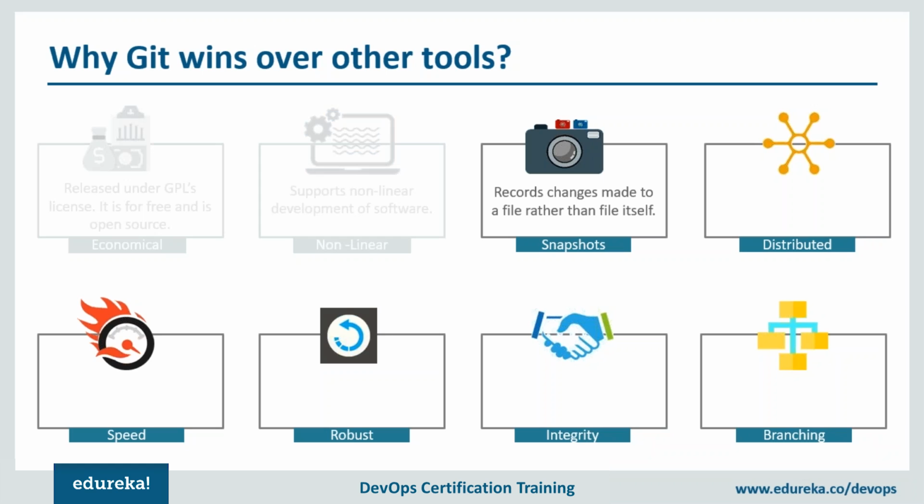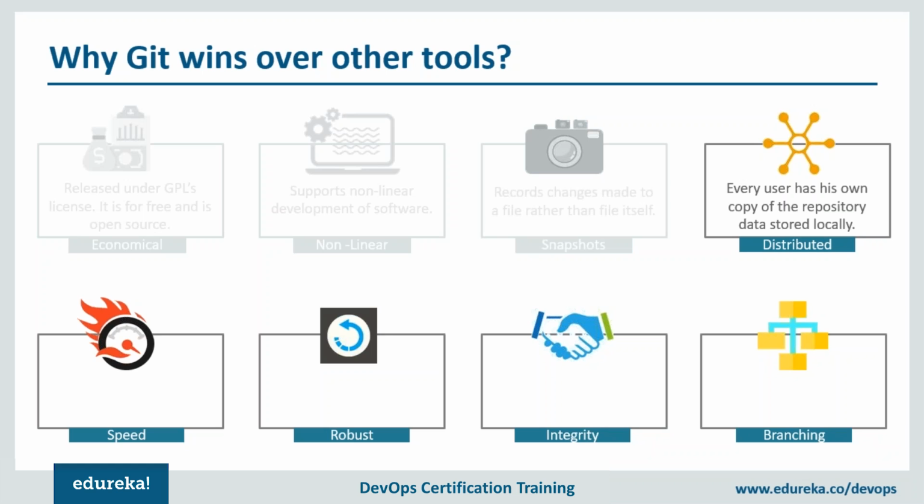Next, coming up in the list, we have Git providing the concept of snapshots. Git records the changes made to the file rather than changing the file itself. So as I told you in the example before, if there was a web page added and there were some photos added in it, Git would maintain a snapshot that photos were added in the new web page.